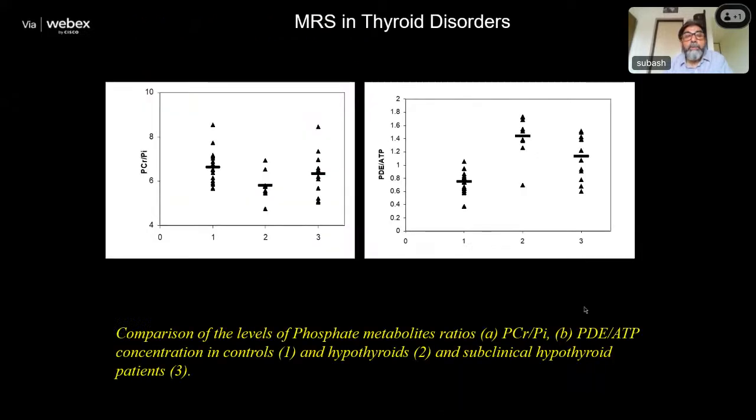So these are the resting values for PCR, PI, and PDE, ATP in thyroid disorders. And these are the healthy controls. You can see PCR to PI is high, which is desired. But if you look at hypothyroid subjects, PCR to PI has gone down, and the PDE to ATP is high, as these thyroid patients also have muscle weakness. They also get tired very fast. So you can see the phosphodiester is much increased in these patients compared to healthy controls.